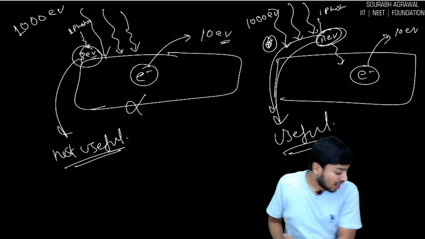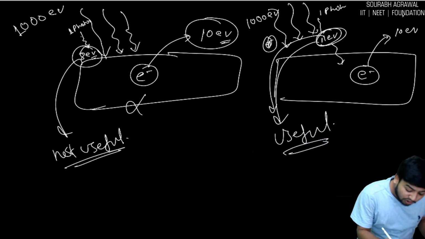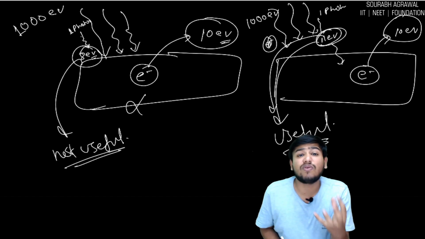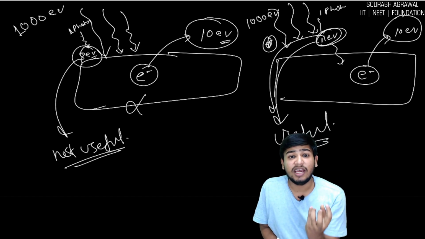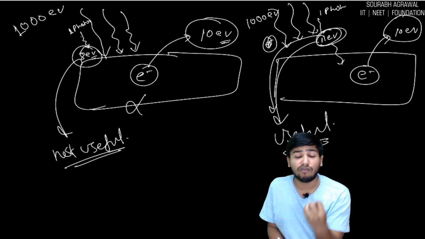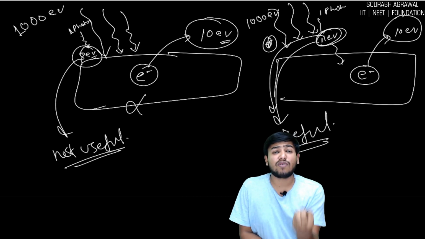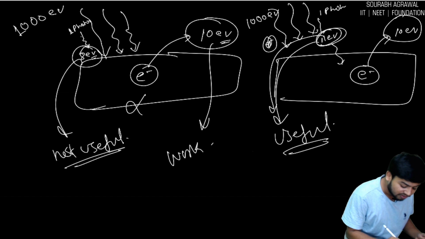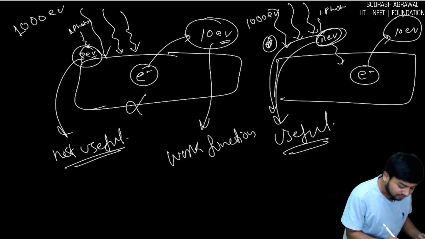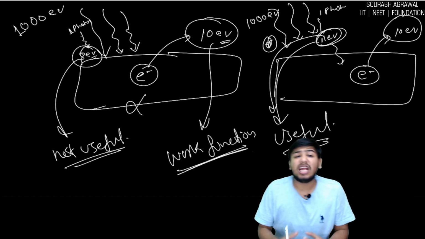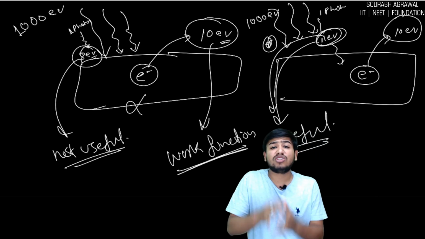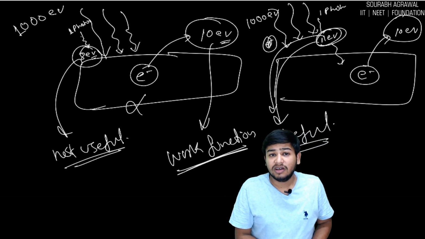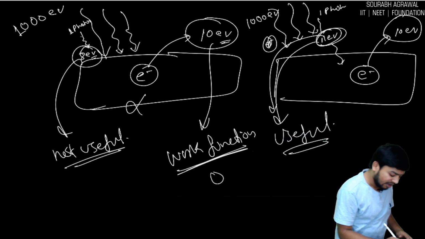Now, this 10 electron volt is the minimum energy required to break the bond, and here in the example I have taken 10 electron volt. This minimum energy required to break the bond, we call it work function. What do we call it? Work function. Minimum energy required to break the bond is known as work function. Are you getting my point? It is also denoted by phi.